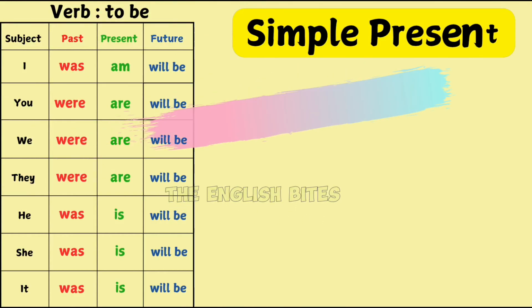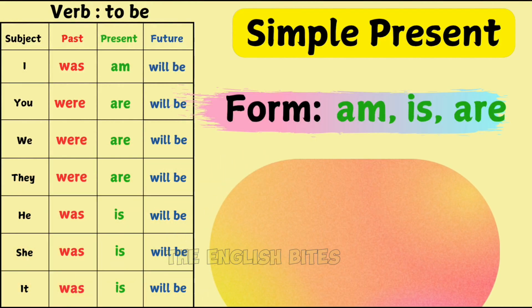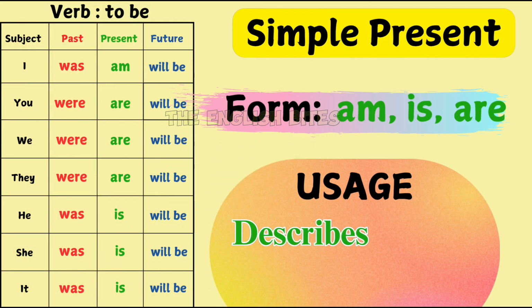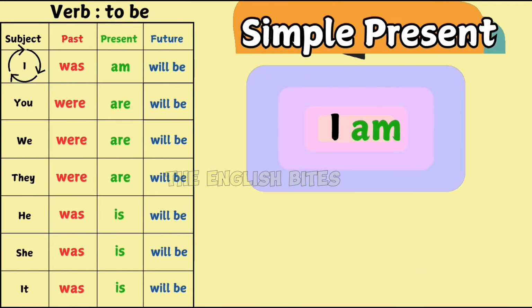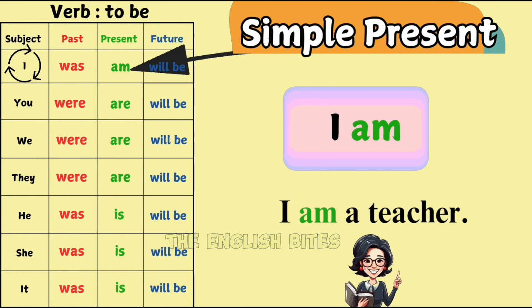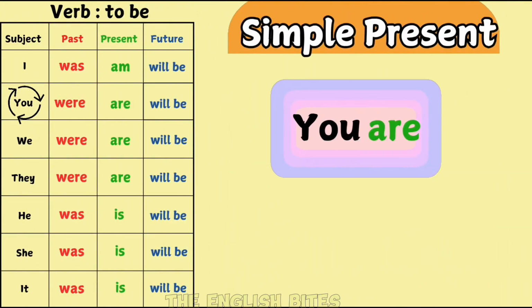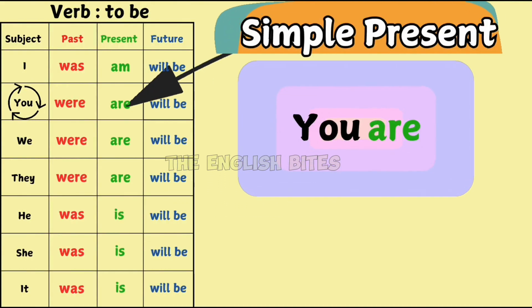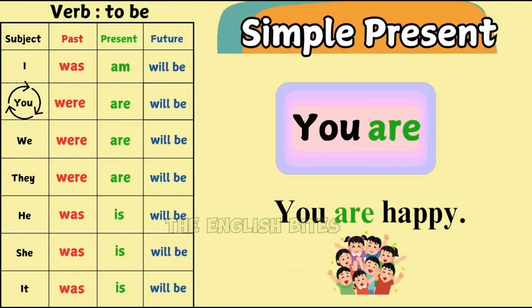Simple present. Form: am, is, are. Simple present describes current states or facts. Simple present, I am. I am a teacher. Simple present, you are. You are happy.